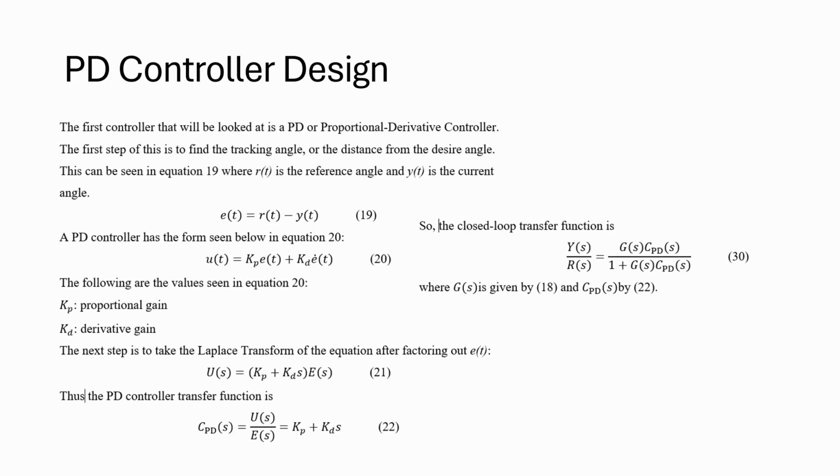Controller design is looking for the reference angle, so it's your distance from your desired angle. So in this case, solving for E of t, where R of t is your goal angle and Y of t is your actual angle position. So using the generic form for a PD controller, we're able to solve for KP and KD.